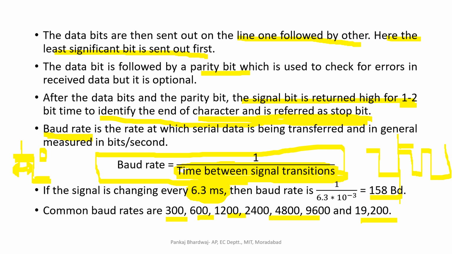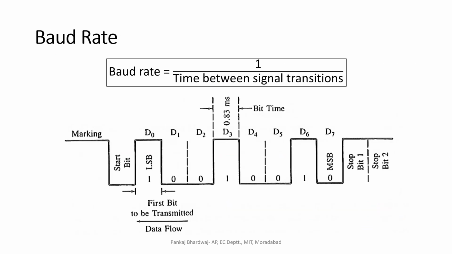But we have a limitation to use more than that, because 20,000 bits per second, if we achieve more than that baud rate, that means that will be effectively used by using synchronous mode of serial transmission, right? So we'll use less than 20,000. Okay, this is the baud rate.